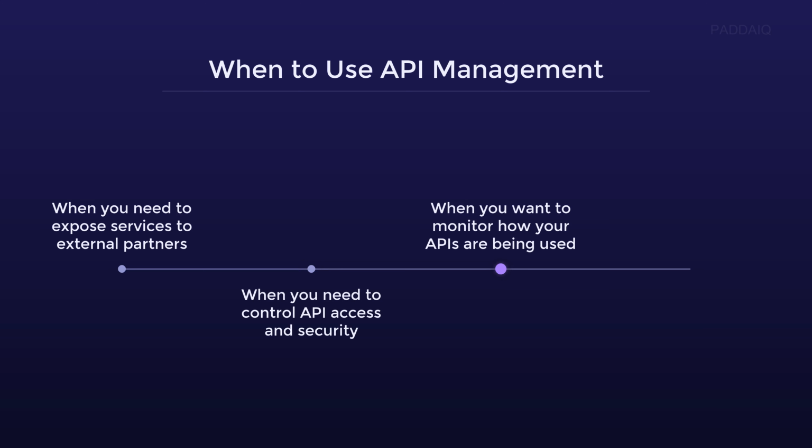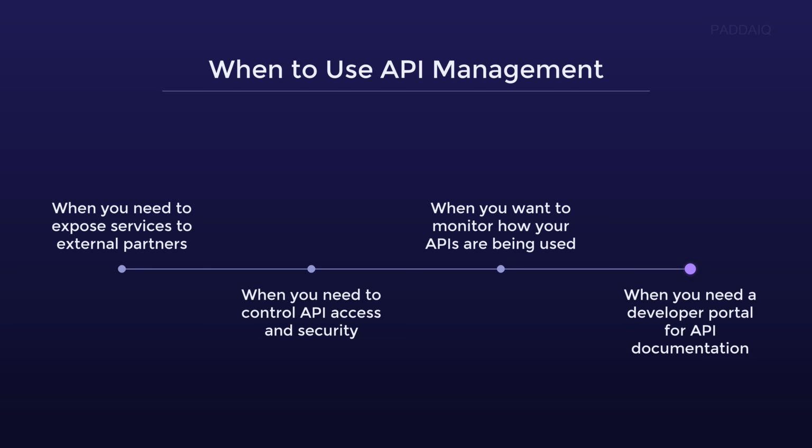When you want to monitor how your APIs are being used. This means tracking who calls your APIs, how often, and whether they succeed. For example, an e-commerce site monitors its product API to see traffic spikes during sales. This visibility helps optimize performance and plan capacity effectively.